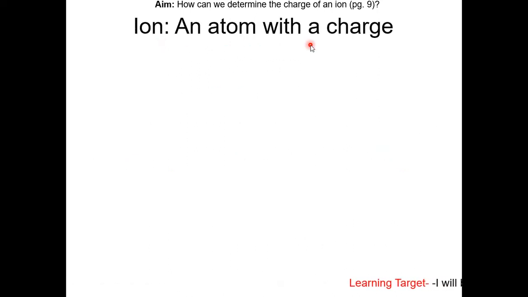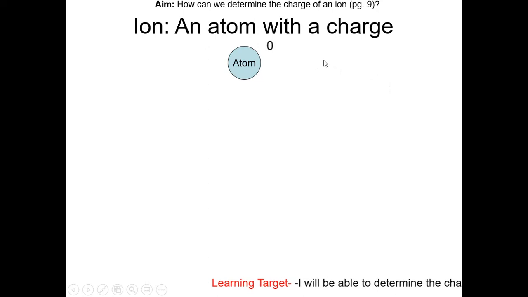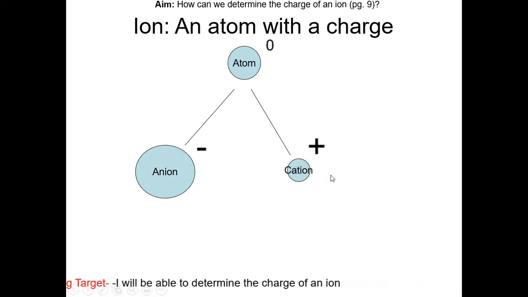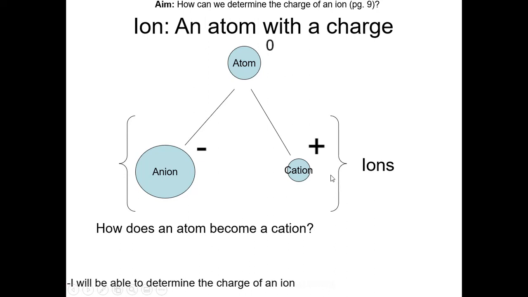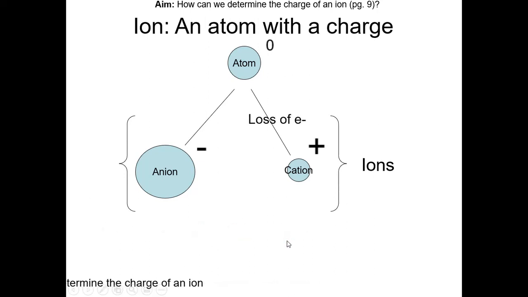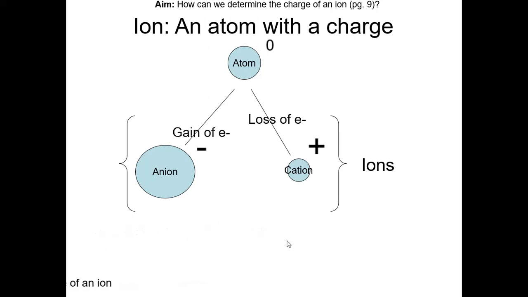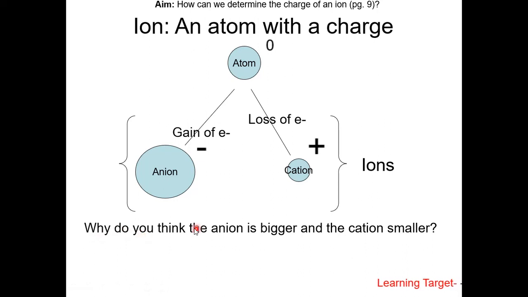So here's a summary slide of what we covered so far. We know an ion is an atom with a charge. An atom itself is neutral, right? And when it gains or loses electrons, it becomes an ion. So there are two types of ions, anion, which is negative, and cation, which is positive. So how does an atom become a cation? It loses electrons. How does an atom become an anion? It gains electrons. Why do you think an anion is bigger and a cation is smaller?